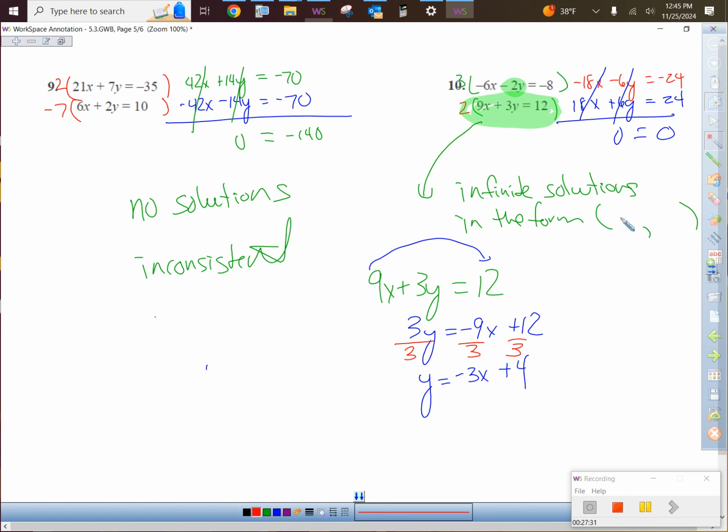Infinite solutions in the form x comma y. But you don't write y, you put what y equals, and that didn't show up very nicely due to a pen malfunction, so I'll try it again. x comma negative 3x plus 4. Out loud, consistent or inconsistent? Consistent. Dependent or independent? Dependent.